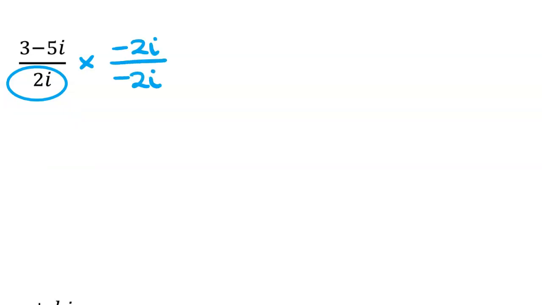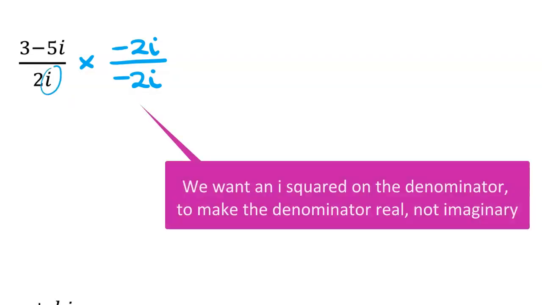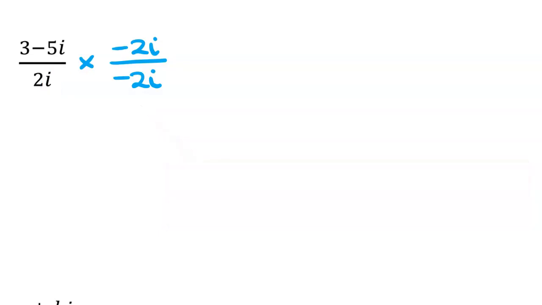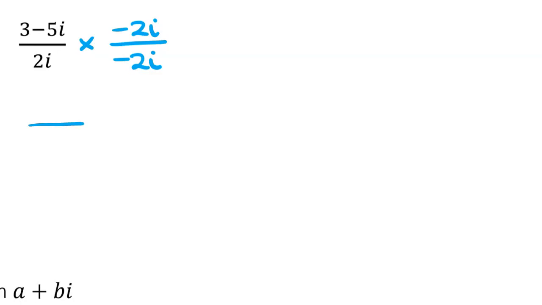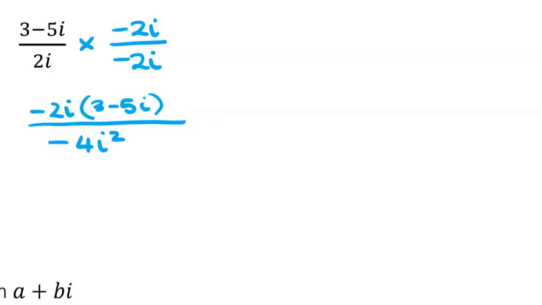Now, eagle-eyed people out there might recognize that we could have just multiplied the top and bottom by i, or by 2i, because that would eventuate in getting an i squared at the bottom. Sure, that works, and if you're comfortable with doing that, go for it. But I know some people like to just remember one rule for everything, and multiplying by the conjugate will always work. So that means, on the top, we're multiplying everything by that negative 2i, and on the bottom, we're going to have minus 4i squared.